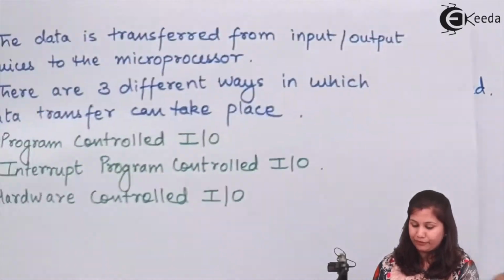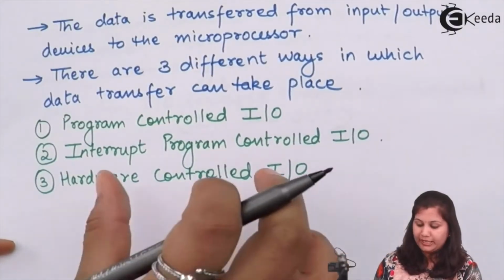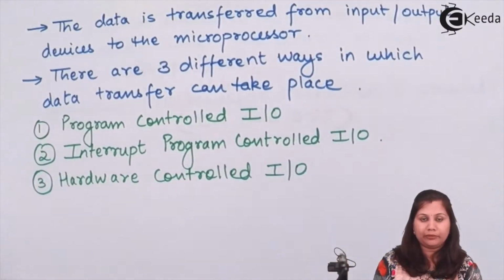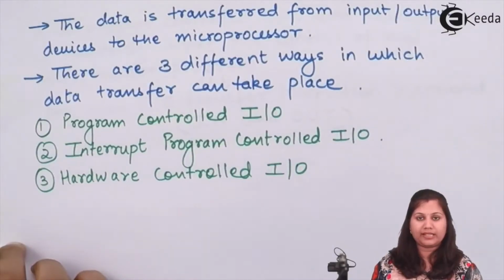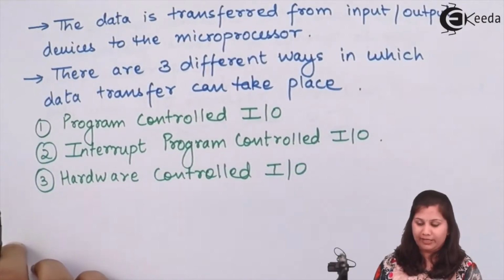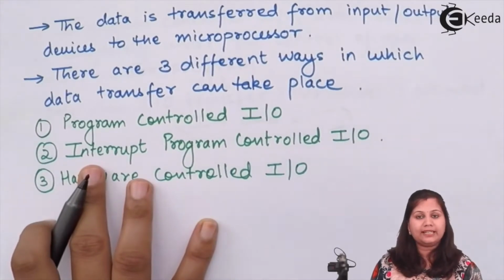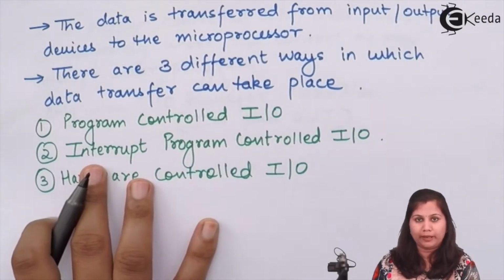The next type of data transfer technique is interrupt program controlled input output. In this, the input output device is going to send an interrupt to the microprocessor. The microprocessor at that time, if it is executing any instruction, will complete the execution of that instruction. Then it is going to access that input output device and transfer the data to the device. So in this, the input output devices are sending an interrupt request to the microprocessor.